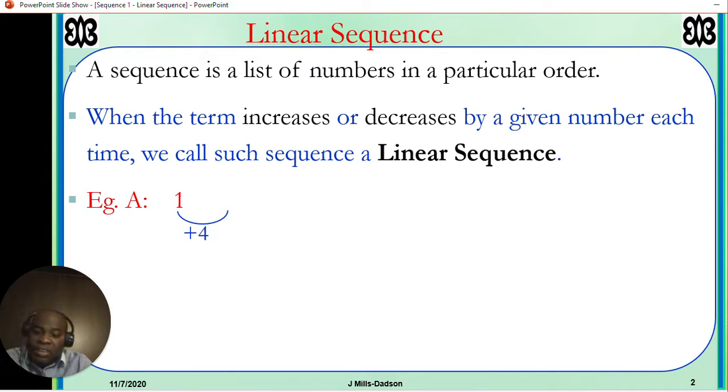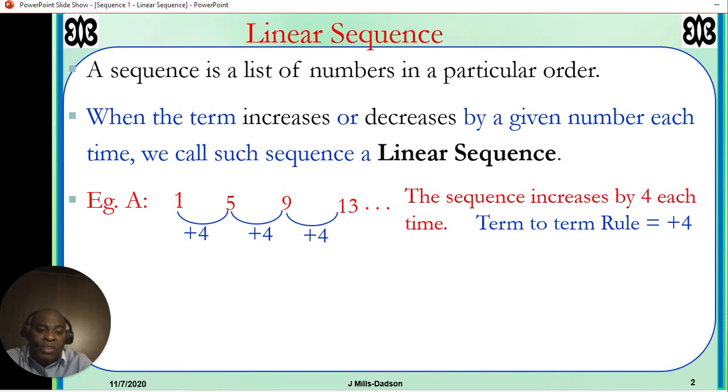Suppose I start a sequence with 1 and I keep adding 4 each time. I will get a sequence of 1, 5, 9, 13, and that carries on. We could then say that the sequence increases by 4 each time, and the term-to-term rule is adding 4 or positive 4.